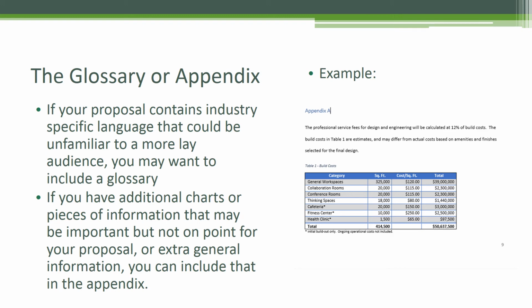Similarly, if you have additional charts or pieces of information or graphic elements that may be important but not directly relevant, or it expands on additional information your reader may want to know, but it's not necessary for the proposal itself, you may have that in an appendix. Any extra general information can be included in an appendix page. The glossary or an appendix would get its own separate page in your proposal.